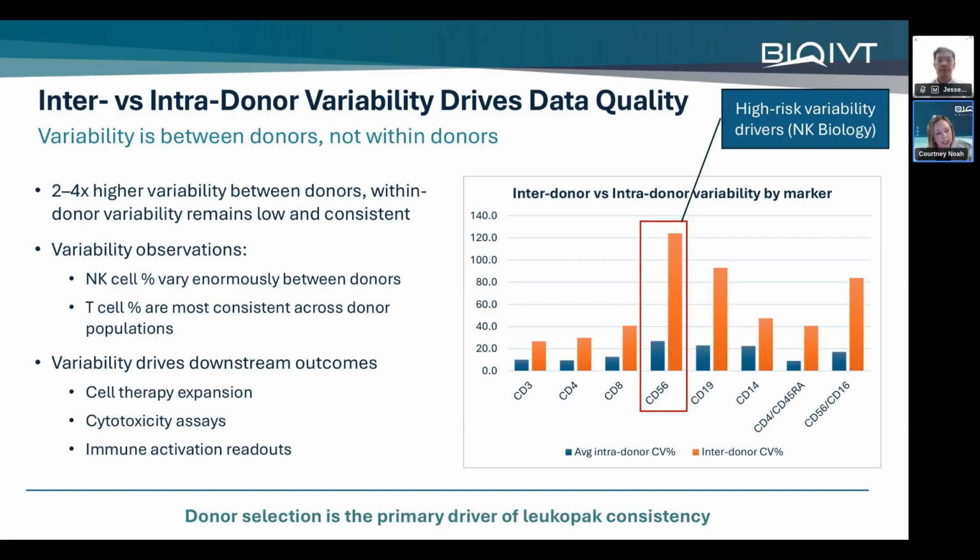So the implication there is, if you switch donors, you start to introduce a lot of that biological noise. If you work with repeat donors, that's one way that you can reduce that variability. And again, it shows the critical nature of those recallable donor programs and consistent leukopak sourcing, allowing you to anchor your experiments in more stable biology.